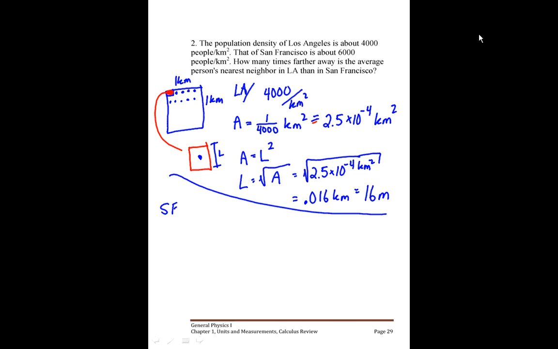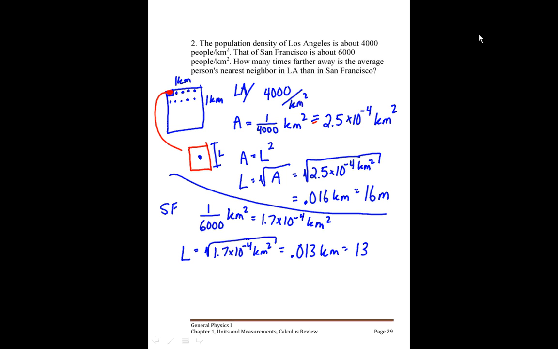So I have the area that each person occupies is 1 over 6,000 square kilometers. That's 1.7 times 10 to the minus 4 square kilometers. And then if I want to find the length, that's the square root of that area. And that's equal to 0.013 kilometers, which is equal to 13 meters. All right, so that's the separation in San Francisco.